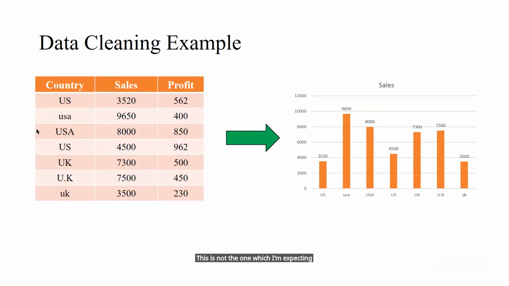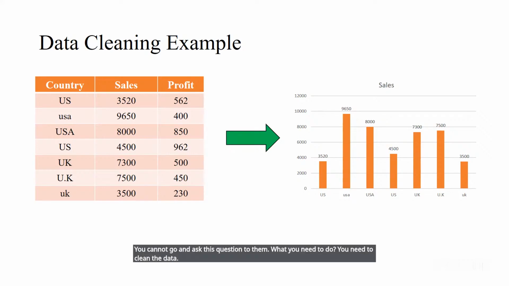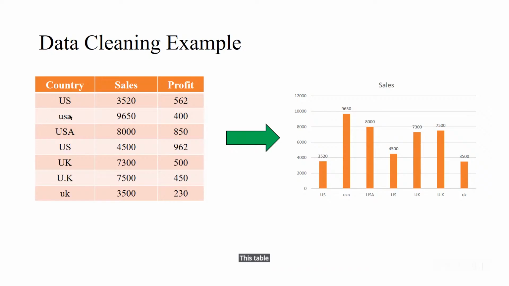And if this data is being given to you, you go and ask your client, can you please correct this data and send? What will they do? They'll throw you out of the company. You cannot go and ask this question to them. What you need to do? You need to clean the data. In this table, US, USA, USA capital, US capital, all these are the same country.